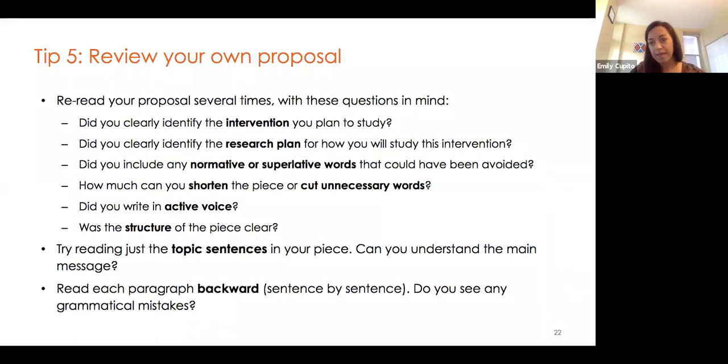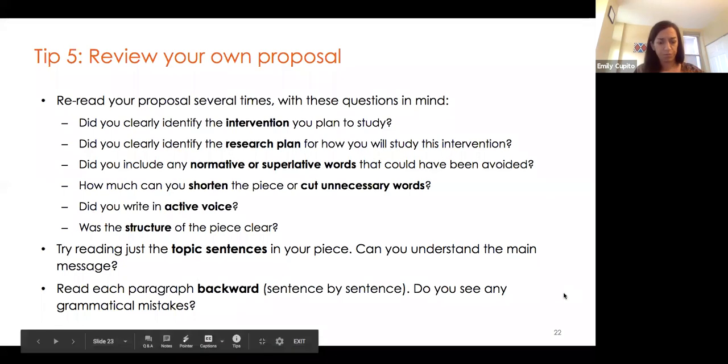Finally, a last hack here, you could read your paragraphs backwards, sentence by sentence, to keep you focused on the grammar. That's a great way, after you have your content really strong, to then make sure you haven't made any grammatical mistakes: read the sentences out of context so you can see if there are any typos or grammatical errors.